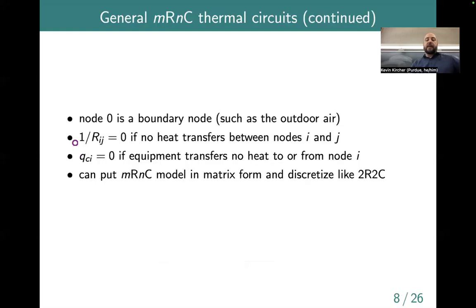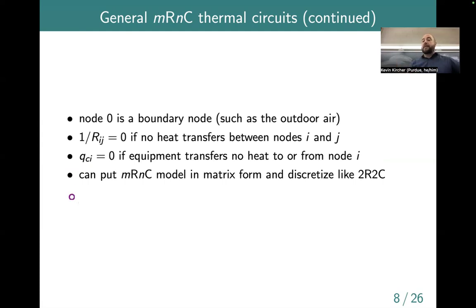Okay. You can basically set R equal to infinity, or 1 over R equal to 0, if there's no coupling between a zone i and a zone j. So this zone and then something on a different floor on the opposite side of the building, there's no direct thermal coupling between those. So we could basically set that term equal to 0. And then if there's no controlled heating or cooling injected into a space, so for example, a hallway might not have radiators or vents in it, then that Q term could be 0.